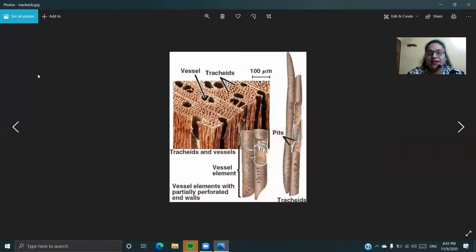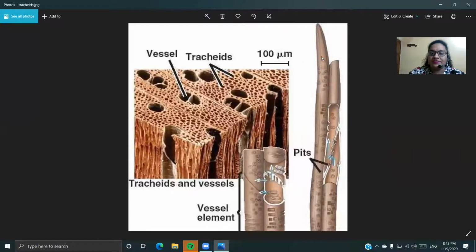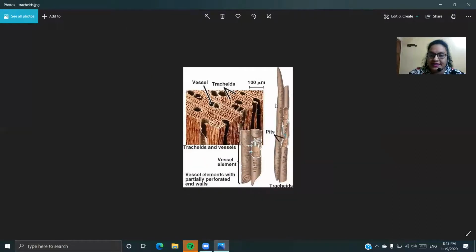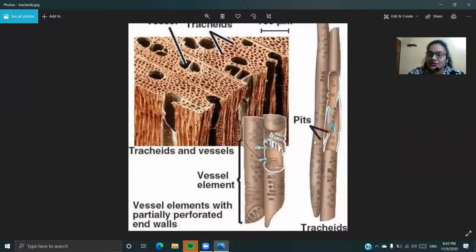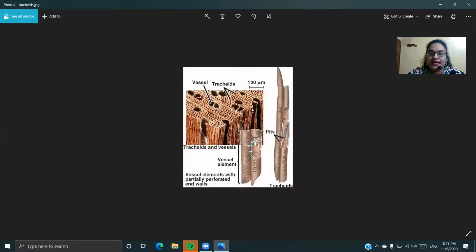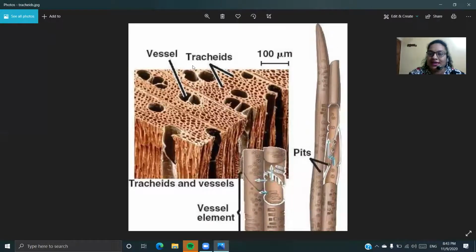These play a very major role. See the thing that you're seeing on the screen here, the long structure which has tapering ends at both corners. You can see that it has tapering ends. These long tube-like structures are called tracheids. These tracheids are the most important elements of the xylem tracheary system, children. This is called the tracheary system.